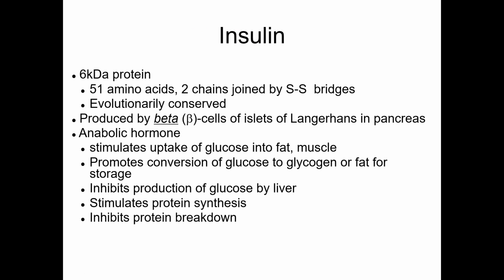So insulin is a 6 kilodalton protein. It's produced by beta cells of the islets of Langerhans in the pancreas. It is an anabolic hormone which stimulates the uptake of glucose into fat and muscle tissue. It promotes the conversion of glucose to glycogen or fat for storage. It inhibits the production of glucose by the liver. It stimulates protein synthesis, and it inhibits protein breakdown.